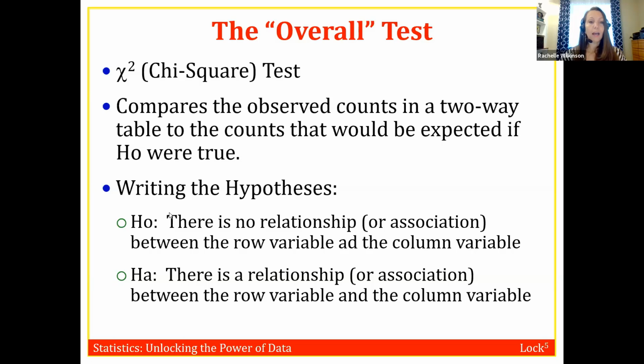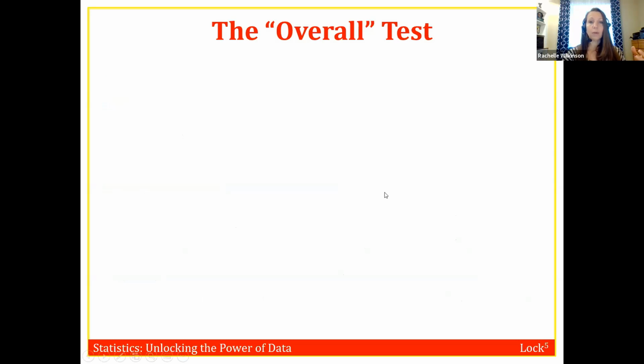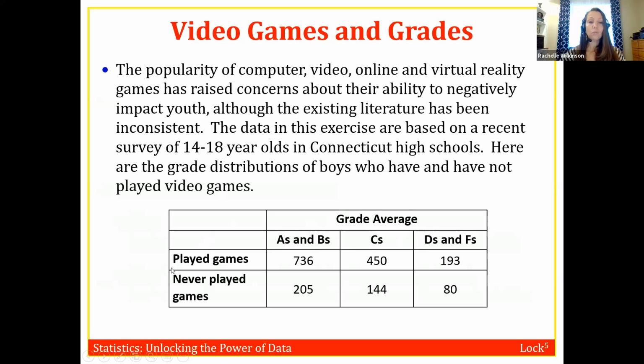When we write the hypotheses for this chi-square test, it's going to be a little bit different than how we've been writing hypotheses in the past. In the past, we've always written them about our parameters. This time we're going to take a step back and look at this from a broader perspective. Looking at our table, what we're really comparing here is two categorical variables, grade average and whether or not you've played video games.